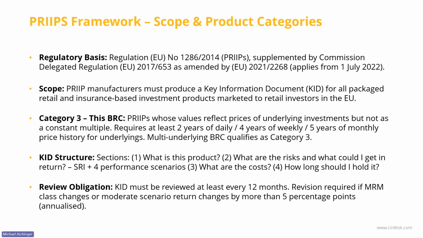The data requirements are at least 2 years of daily, 4 years of weekly, or 5 years of monthly price history for the underlyings. Multi-underlying barrier reverse convertibles qualify as category 3. As we have seen in the description before, it's a highly non-linear investment or payoff.